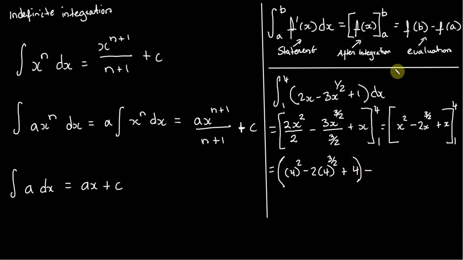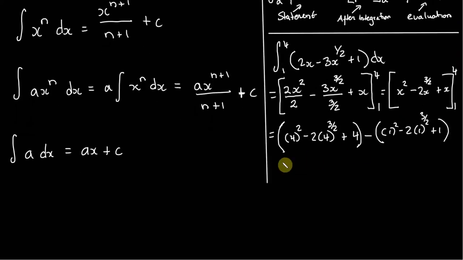And now we're subtracting. We need to find the difference, and we've got our f of a. So that's just when x equals 1. Let's just plug that in. So we've got 1 squared minus 2 times 1 to the 3 over 2 power plus 1, and we close our round brackets. This is the evaluation stage. And so what we've got here is, well, we've got 16, right? We've got 16. We'll just work through it all.